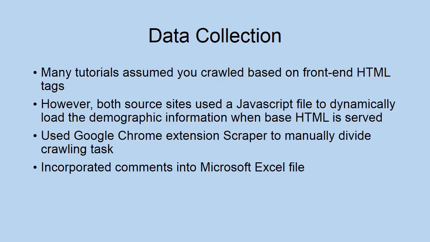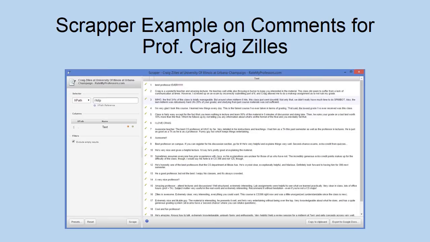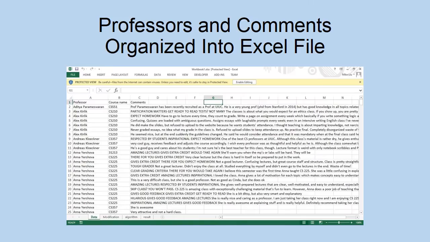Instead, both websites store the demographic information in a JavaScript file that is dynamically loaded whenever the base HTML template is served. However, we were able to use the Google Chrome extension Scraper to manually obtain comment information. We were able to organize the comments into an Excel file for the first stage of our processing. As you can see, this is an example of us using Scraper on Professor Craig Zilles. This is how we organize the data in an Excel file.